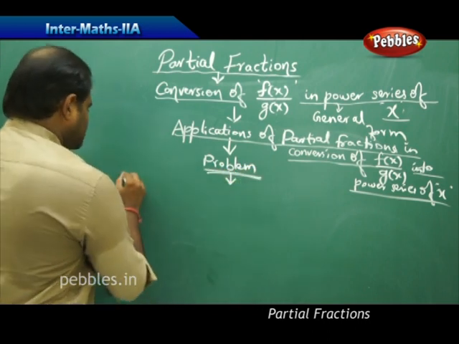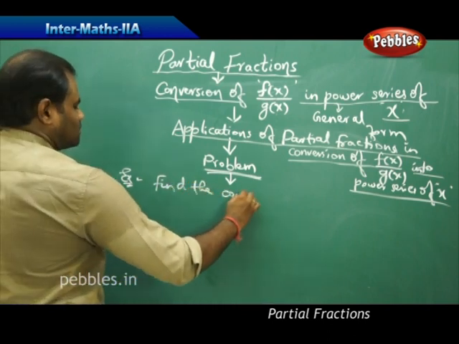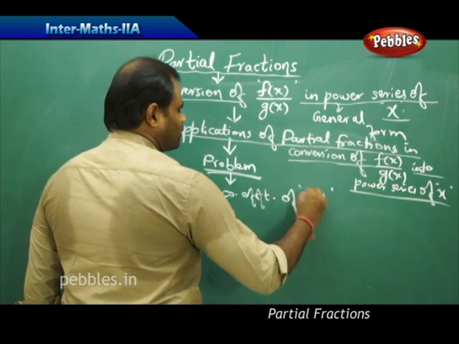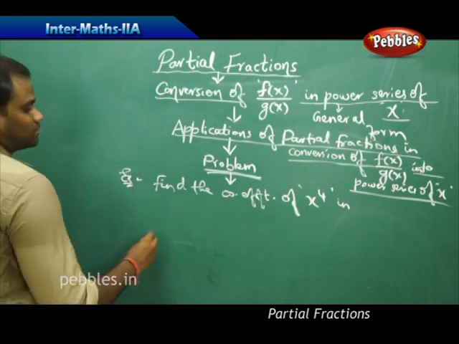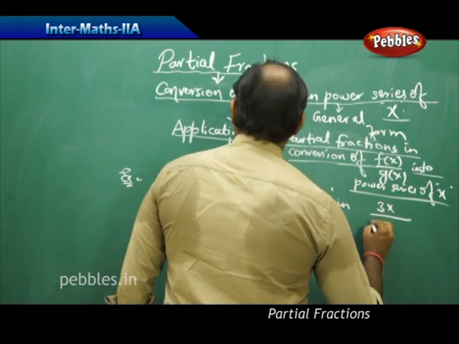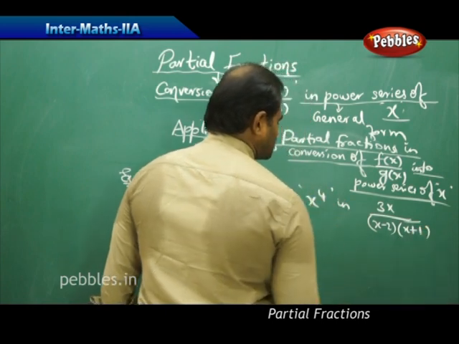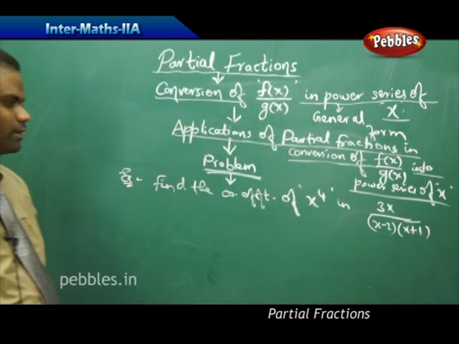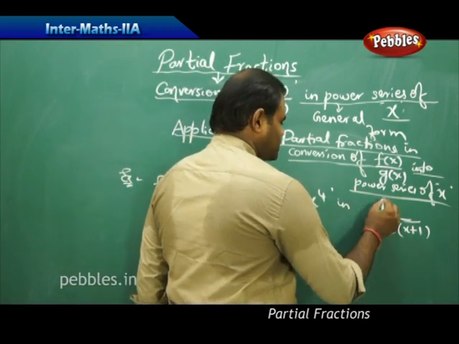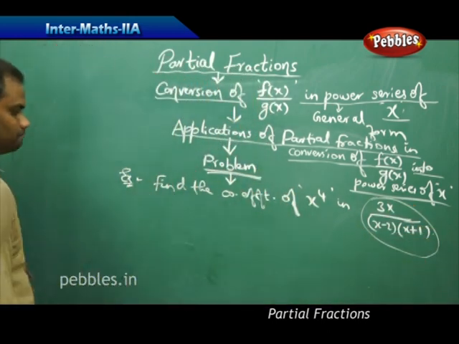Say for example, I take the question which says find the coefficient of x power 4 in the expansion of 3x by (x minus 2) times (x plus 1). So I want to find the coefficient of this in the expansion of this. So in the expansion of this, let's see how we can find the coefficient of x power 4.